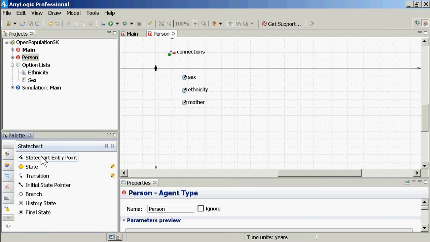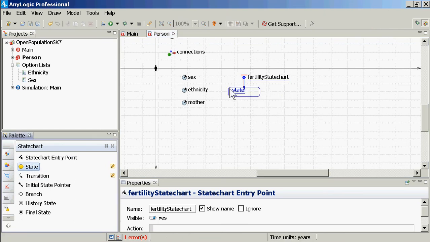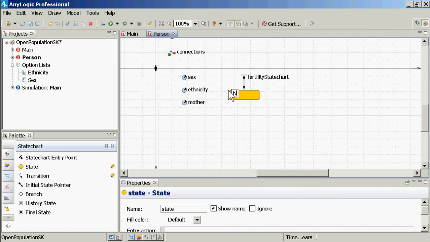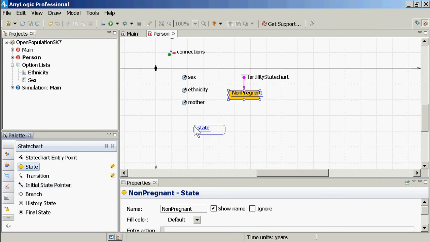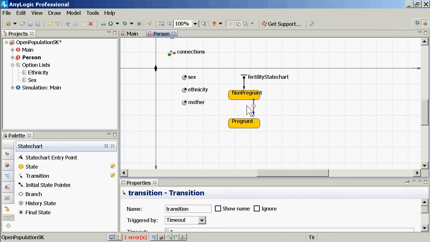Okay, go add a state chart, and this will be called fertility state chart. Okay, great. And we're going to add in a state that's going to be non-pregnant, and another one that will be pregnant. Maybe medically it'll be non-gravid and pregnant or something like that. Okay. There's going to be a transition here, and it's going to be a transition from non-pregnant to pregnant and a transition back.